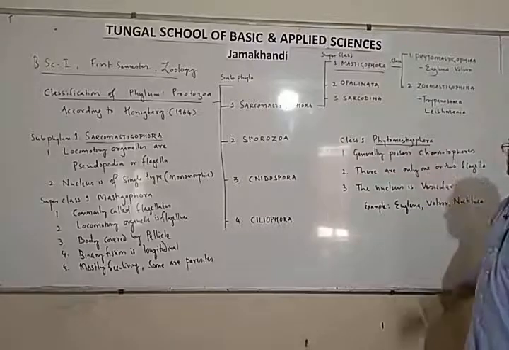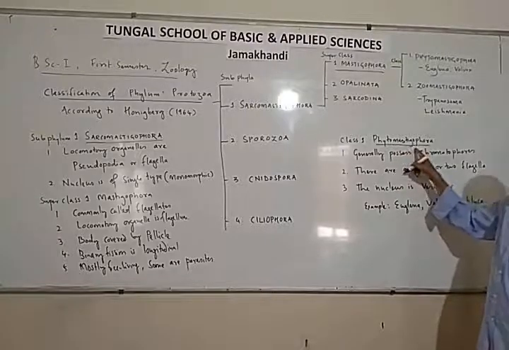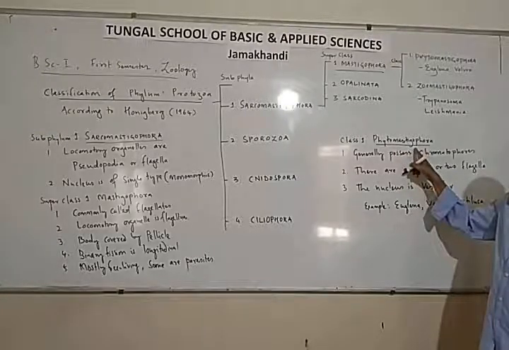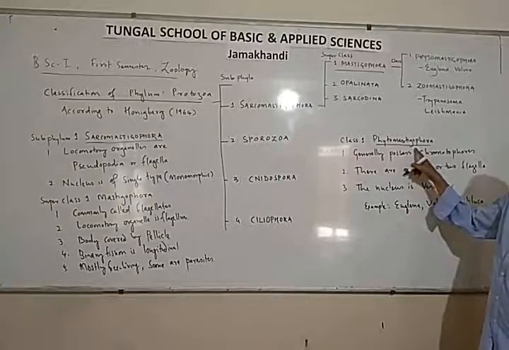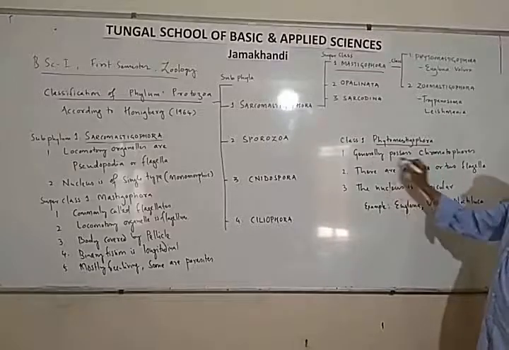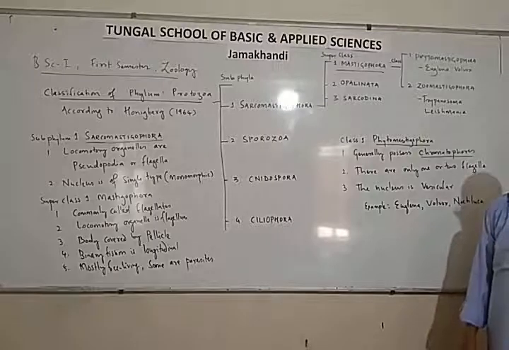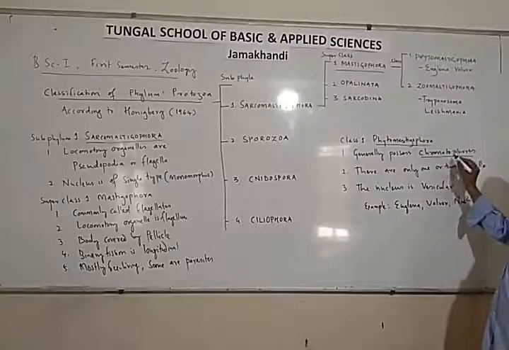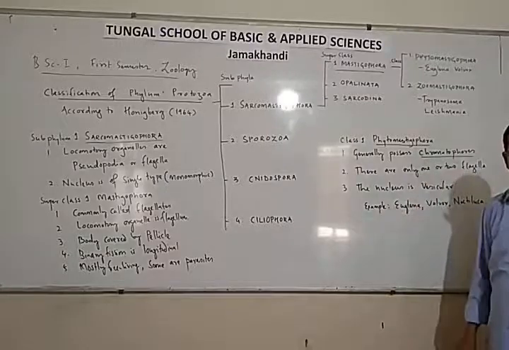Phytomastigophora. Phyto refers to plant. Mastigophora means the presence of flagellum for locomotion or capturing food organisms. Phytomastigophora are plant-like, so they generally possess chromatophores. Yes, this is very important. Do you know what chromatophores are? Chromatophores are essential for the preparation of food.